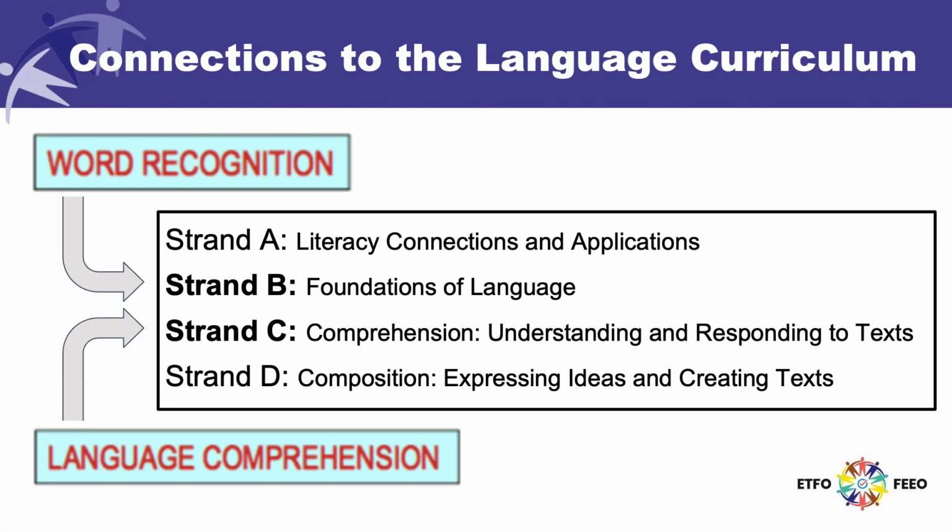We can see at a quick glance, word recognition falls under Strand B, the foundations of language, and language comprehension falls under Strand C, comprehension, understanding, and responding to texts. We know that we can find many areas of the reading rope in Strand A and D as well. For example, learning about transferable skills and digital literacy will help with language comprehension, as well as exploring diverse voices and themes to build background knowledge. Learning about the craft of writing will only improve success as a reader, because we know how important the reading-writing connection is as a learner.